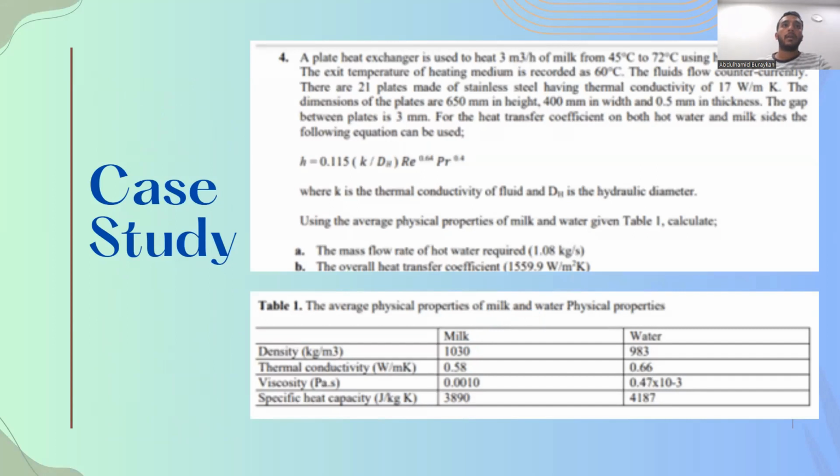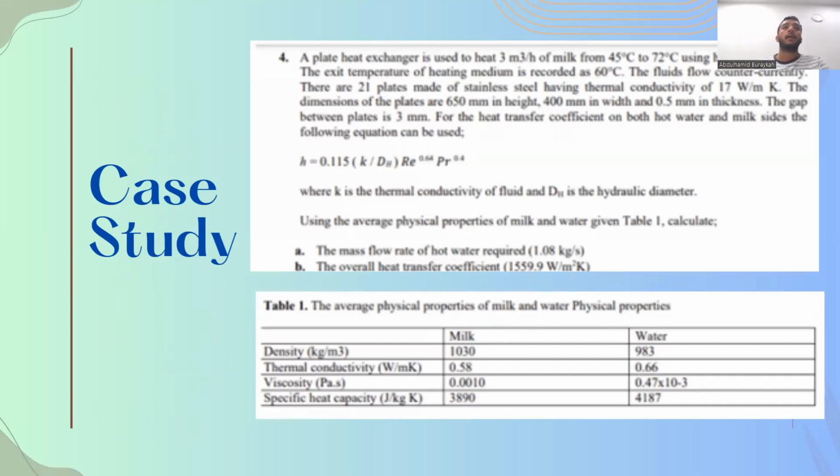I will talk about the case study of the heat exchanger plate. First of all, we'll see the question. The question says the plate heat exchanger is used to heat 3 meter per hour of milk from 45 Celsius to 72 Celsius using hot water at 80 Celsius. The exit temperature of the heating medium is recorded as 60.